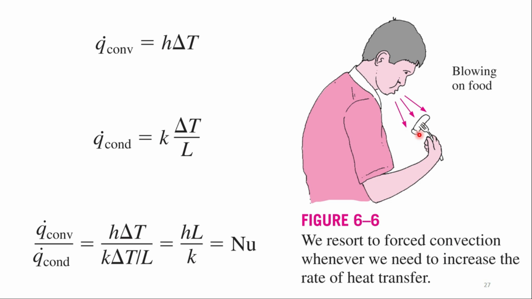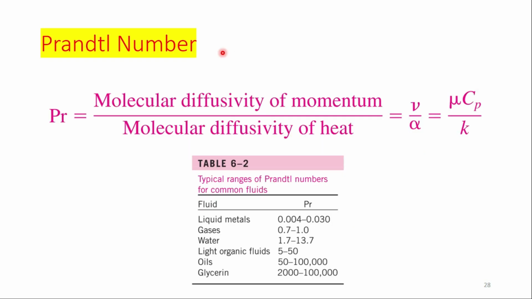So we are forcing the air to flow over our food. This kind will be known as forced convection. There are hundreds of other examples that we are using in our daily life that are particularly related to the process of heat transfer. So the next dimensionless number is the Prandtl number.